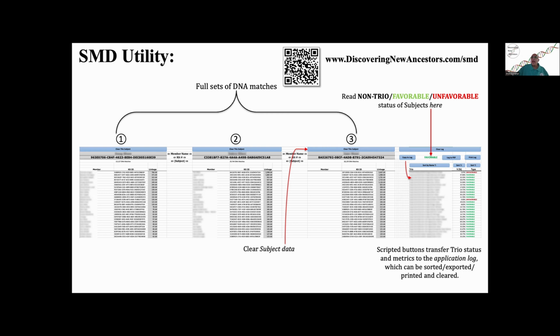Now, the right-hand area in this image here shows the results of a couple of dozen shared match trios that I've tested with the utility just in this example.